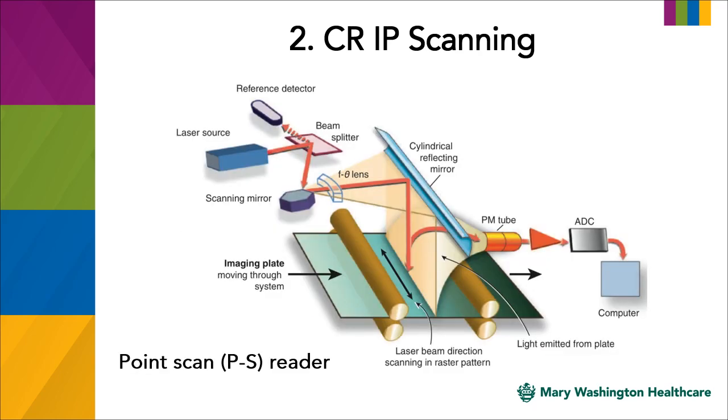So taking a look at this, that green part is going to be the imaging plate. It's going to move slowly through the imaging system. We're going to have a fast scan raster pattern, which is going to move the red laser light across the imaging plate. We're going to have the PSL come off of there. It's going to be a blue violet light. It's going to be collected by the photomultiplier tube, which is going to convert it to an electronic signal, and then it's going to go off to the ADC.